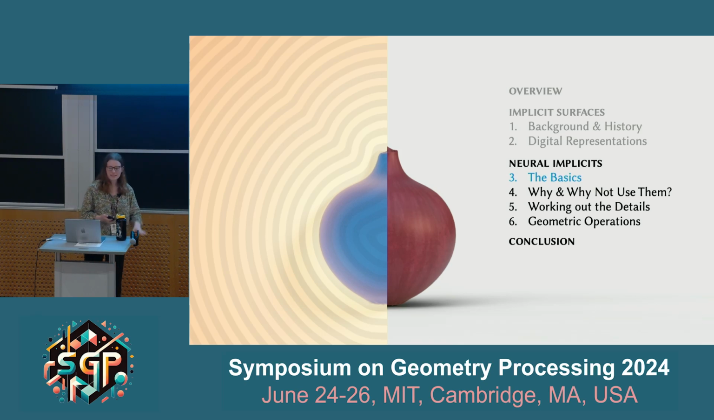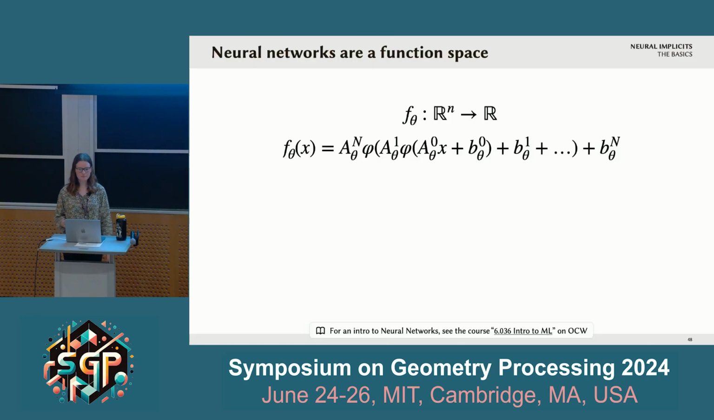All right, so with that, we've talked about the basics of implicit surfaces. This is a representation that's existed in graphics practically forever. And now let's talk about neural implicits. Here we're going to essentially just use neural networks as a function space to represent the implicit functions that we're working with.